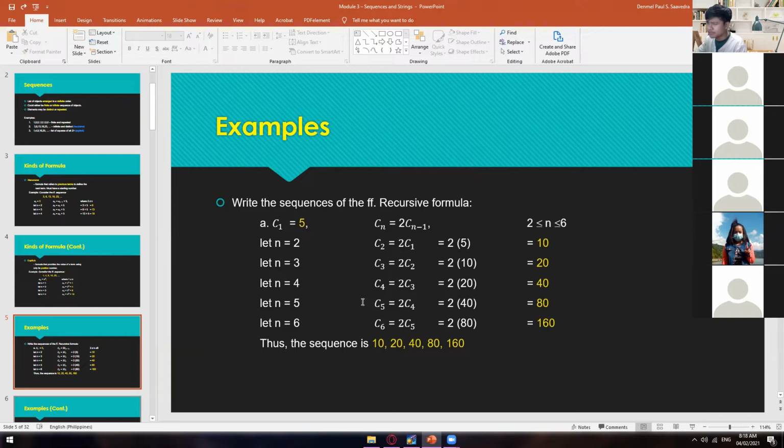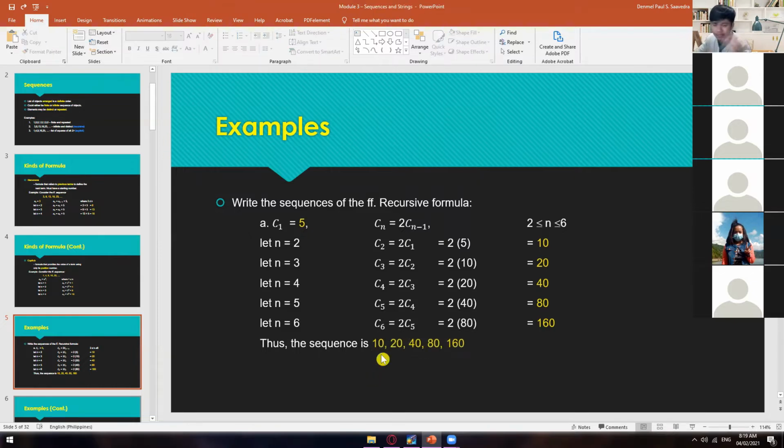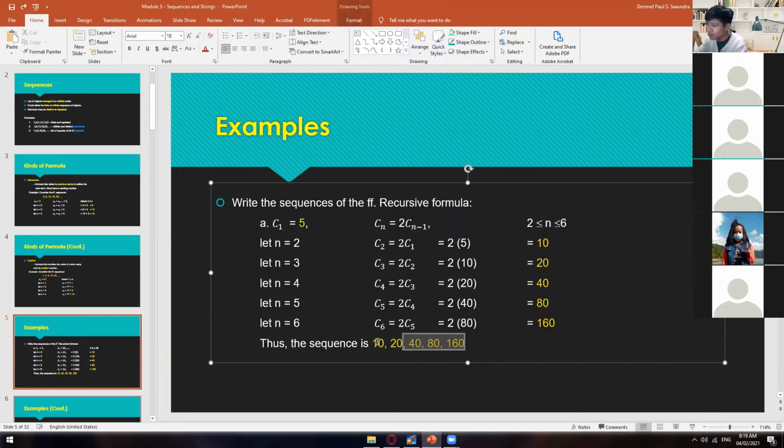So were you guys able to get this one? Yes, sir. Okay. There are two questions when it comes to recursive. Either it is asking you for the first five terms, like this one, or it is the other way around, wherein the terms are already given and you have to identify the formula. Those are the only questions when it comes to recursive.